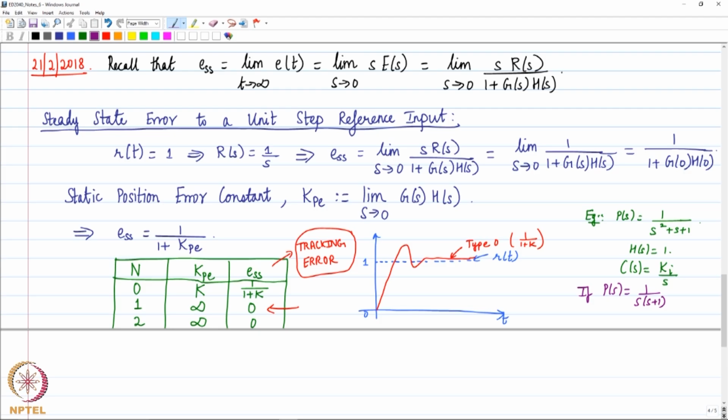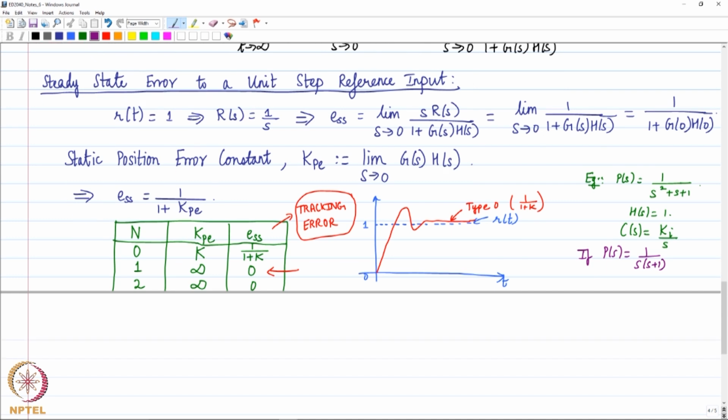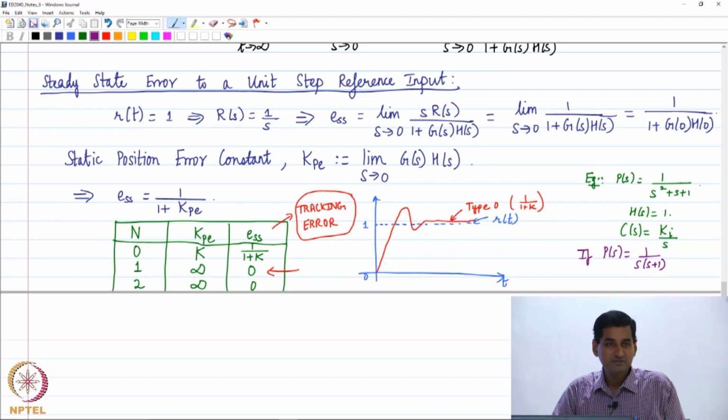error to 0. So, if your plant does not have a 1 by s term, if you just use proportional control, you are going to get a steady state error like a type 0 system, right. That is what we discussed when we discussed various controllers, right. So, I am sure slowly all those points are getting clarified as we go further and further in the course. Okay. So, I hope this point is now clear, right.